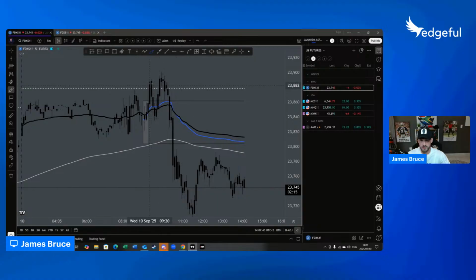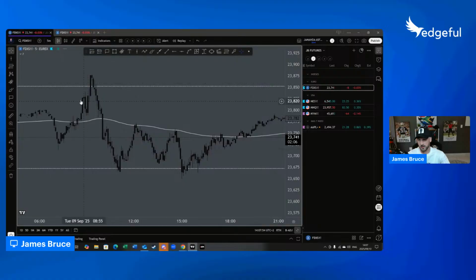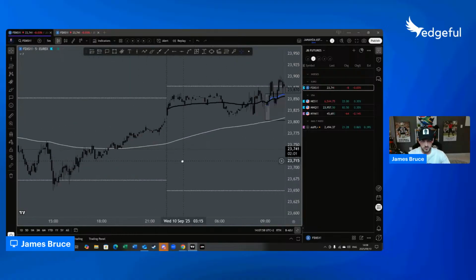So, nice little break and retest. As I said, break to the highs, pull back, I get in off that London session VWAP. And this is actually very similar to what happened yesterday on the DAX as well. We get a pop to the highs, which I got the long, and then we fade away all day and then bounce into the afternoon.